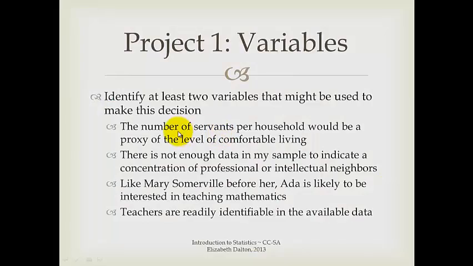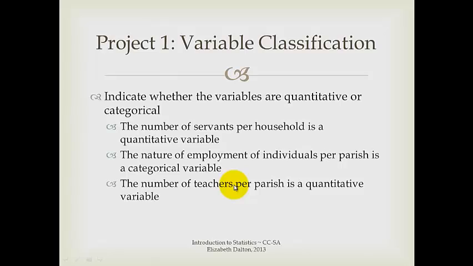So I'm going to look for the number of servants per household. I'm going to assume that Ada is interested in teaching mathematics. This was not that uncommon in Victorian London. She had been taught by a very famous mathematician named Mary Somerville, and teachers are readily identifiable in the data.